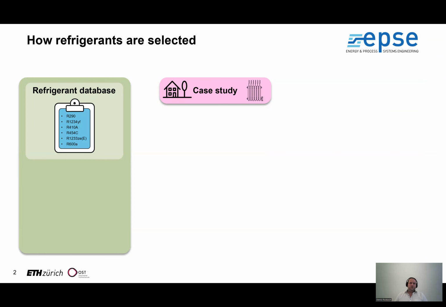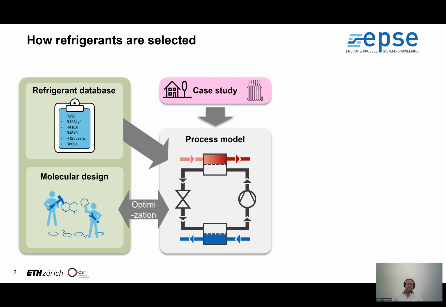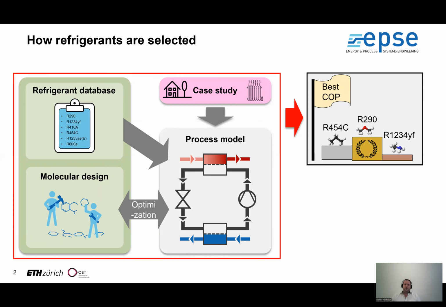So refrigerant selection usually starts with a list or a database of possible refrigerants and a case study. And then a process model is set up specifically to the case study, and the performance of the various refrigerants from the list is evaluated through the process model. Other approaches add, for example, a molecular design to the process model, and then optimize both the process and the molecule together. So both approaches finally provide a ranking of the best suited refrigerants.